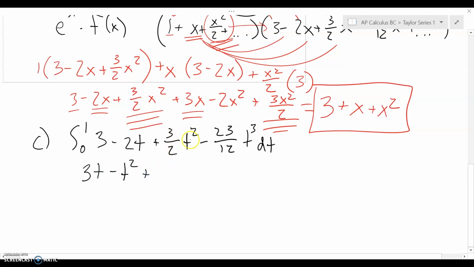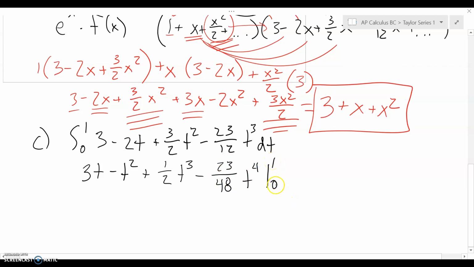let's see, this would be 3t cubed divided by 3, so that would actually be 3 halves t cubed. So that'd be 3 halves t cubed divided by 3, so that would just knock out the 3 on top, and we'd have 1 half t cubed. And then this one, we're going to go minus 23 twelfths t to the 4th divided by 4, so that's going to be 23, 12 times 4 is 48, so I'm going to get a 48 on the bottom, t to the 4th, and evaluate from 0 to 1.